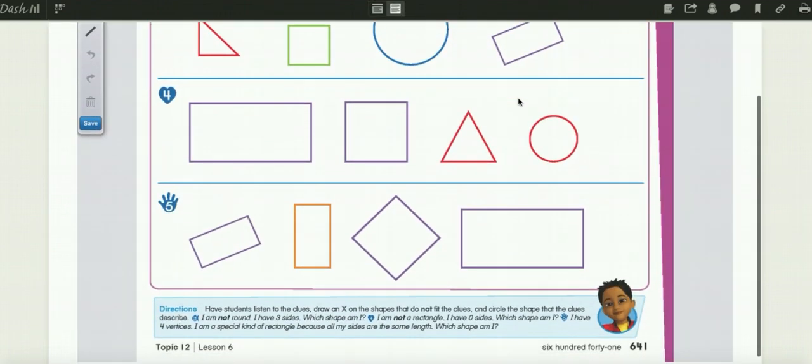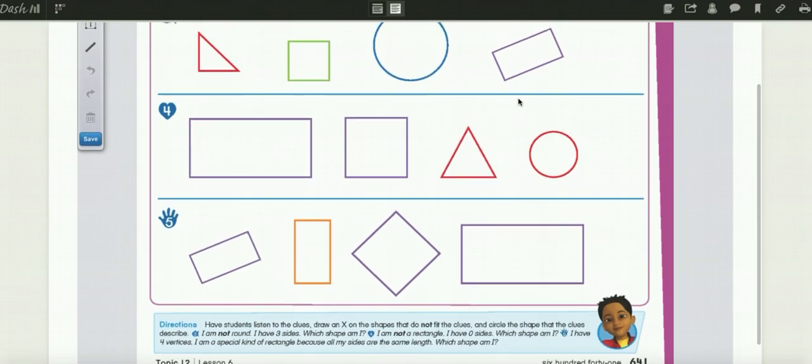Okay. We're going to draw an X on the shapes that do not fit the clues, and we're going to circle the shape that the clues describe. So for number 3, I am not round. I have 3 sides. Which shape am I?